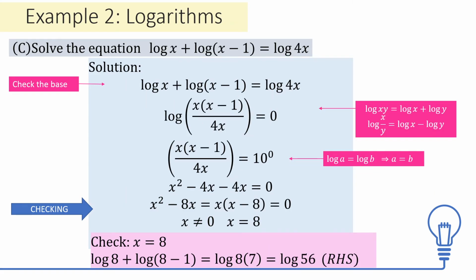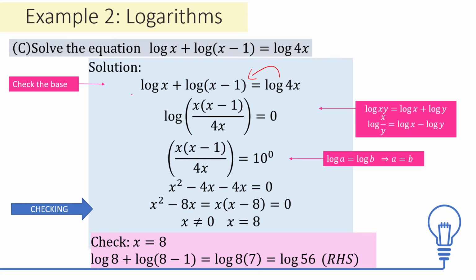Now this is the question without giving you the base, so it's understood to be base 10. What I do is combine everything. I shift this one to the left hand side, x minus 1 divided by 4x, equals 0. So this is base 10, I bring it up, 10 power of 0, and then I solve for this equation.